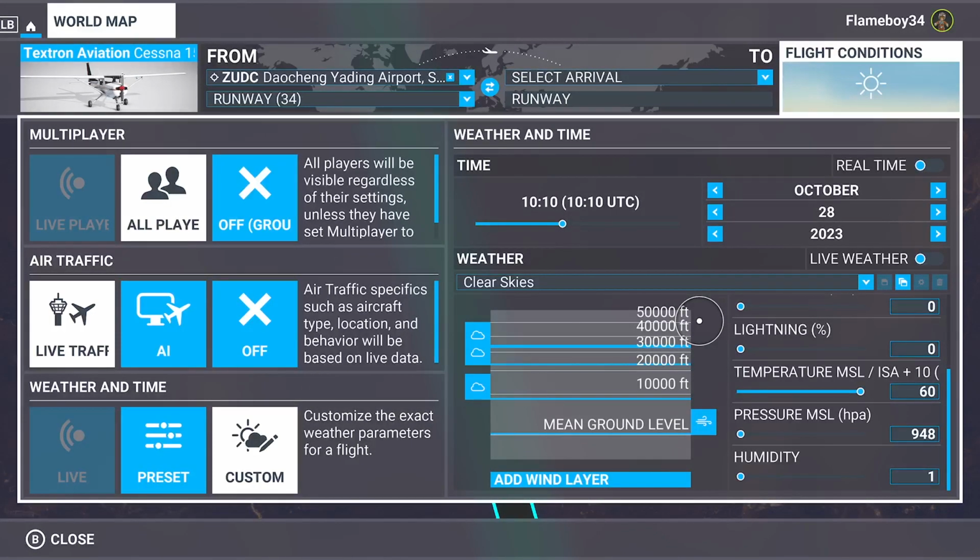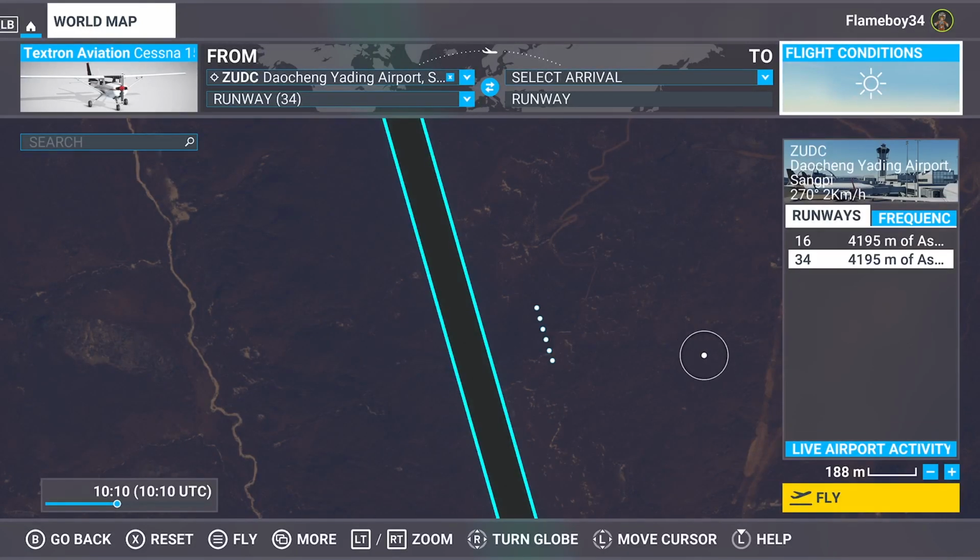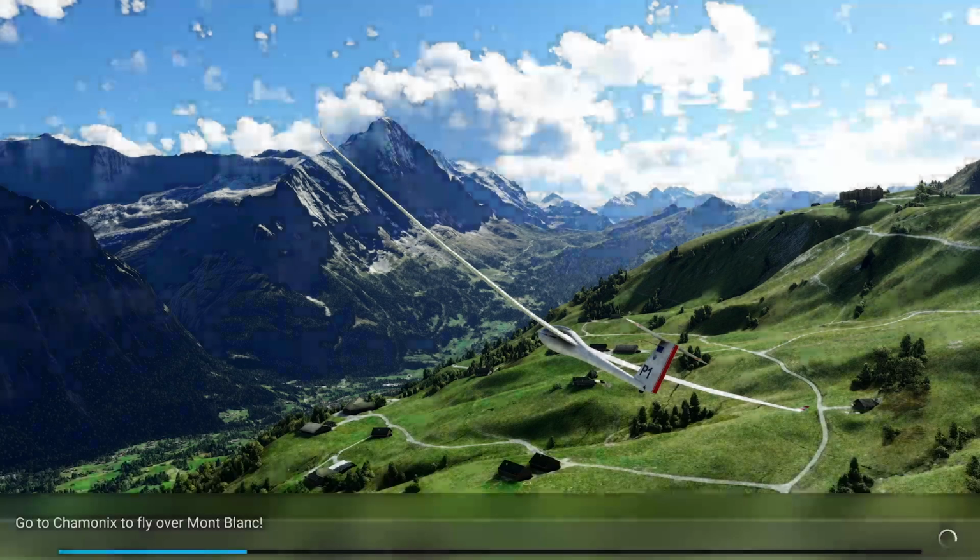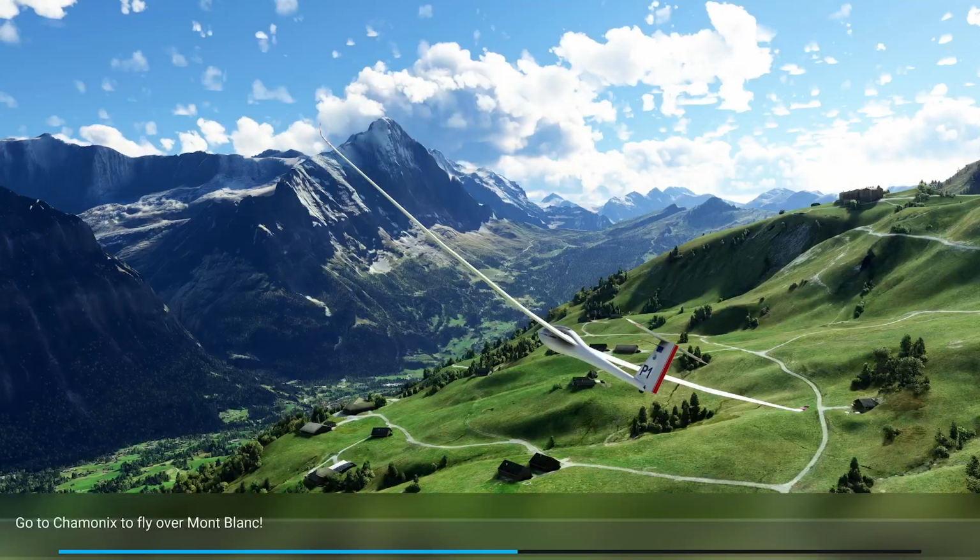The temperature is at 60 degrees Celsius, so that is very, very hot compared to the ISA standard settings of 15 degrees, and 948 millibars. So I'm just checking that I've got the time right. Hopefully it won't default to going dark. It seems to do it sometimes. So this should make it very difficult for the aircraft to fly.